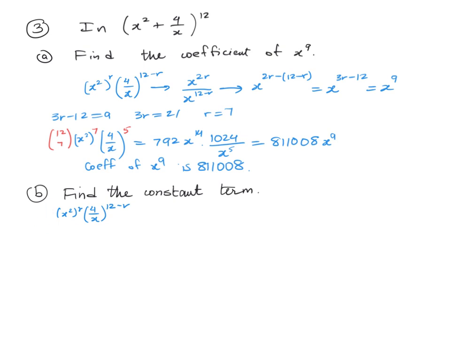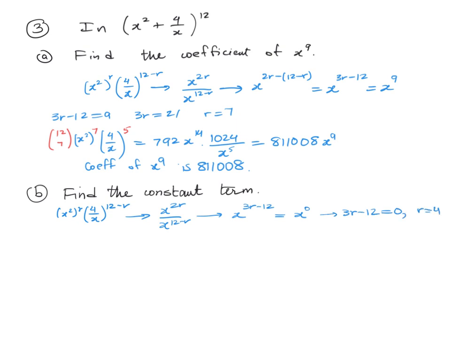And I know there's a coefficient which I'm ignoring, and I'm also going to ignore the 4 to the 12 minus r temporarily, carefully, and focus only on the x's. So I basically get, again, x to the 2r over x to the 12 minus r, and I do the subtraction of the exponents. So x to the 3r minus 12 is going to have to equal x to the 0, so that what I'm looking at is the constant term. It should not have x, so x to the 0. And so I solve 3r minus 12 equals 0, and of course that's going to be r equals 4.